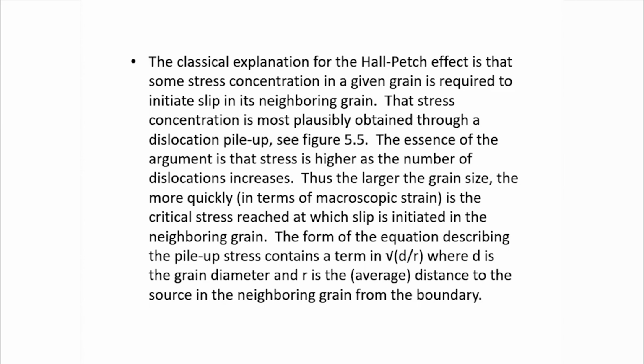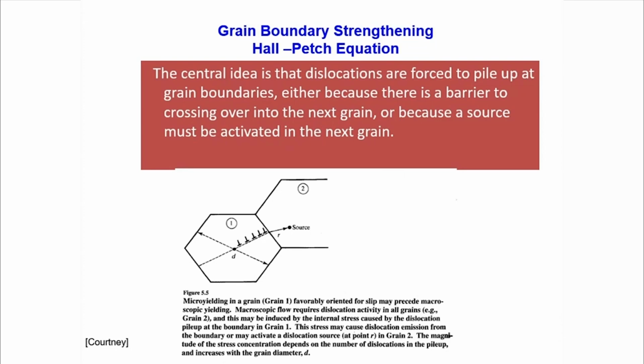So, the larger the grain size, the more quickly, in terms of macroscopic strain, the critical stress is reached at which slip is initiated in the next grain. What does it mean? That means if the grain is bigger, you need less stress to start the dislocation activity in the next grain. As the grain becomes smaller, you need more stress to start the dislocation activity in the next grain. That is how this can happen.